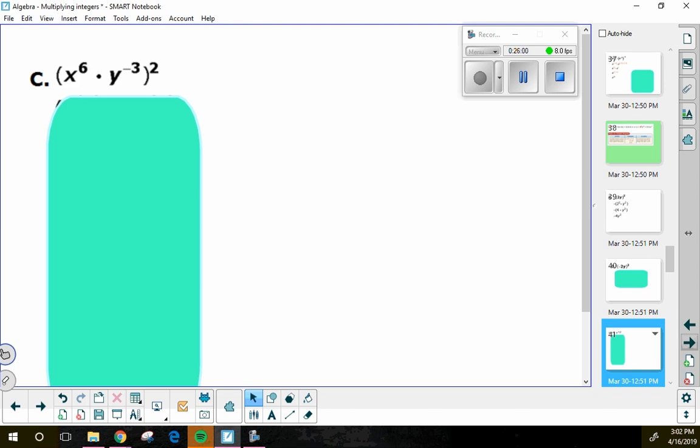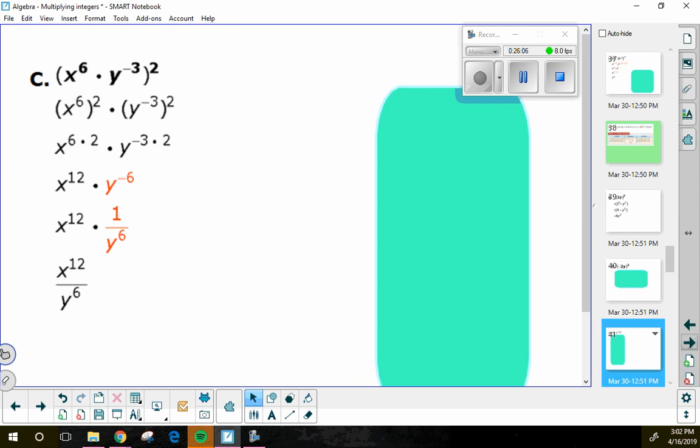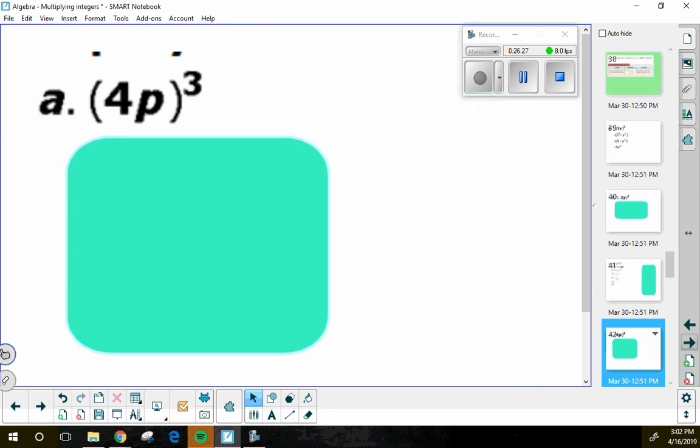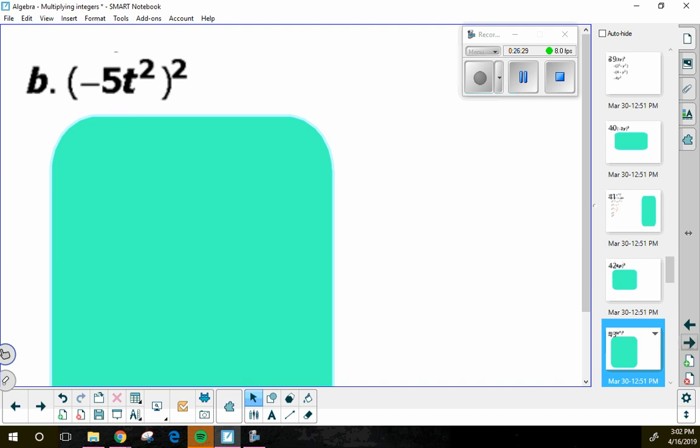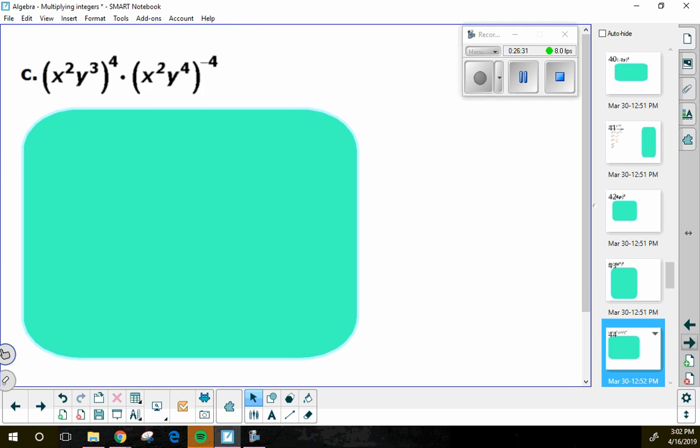All right, hold your boards up and let me see what you've got. A lot of different answers. This ends up being, everything gets a 2. So a to the 6 to the second, y to the negative 3 to the second. And at the end of the day, I get x to the 12 times y to the negative 6. Negative goes on bottom. Don't forget that your negatives go on bottom. We're not allowed to have negative exponents. Let's try this one.